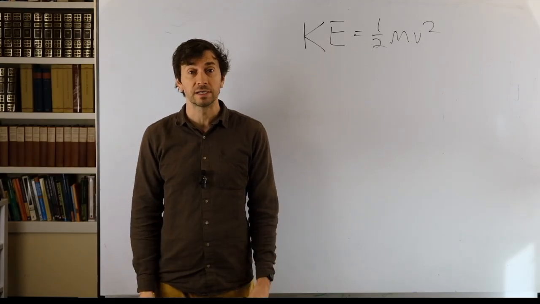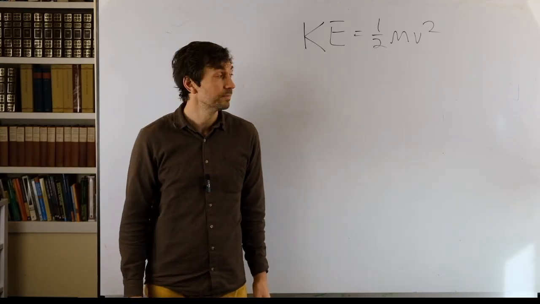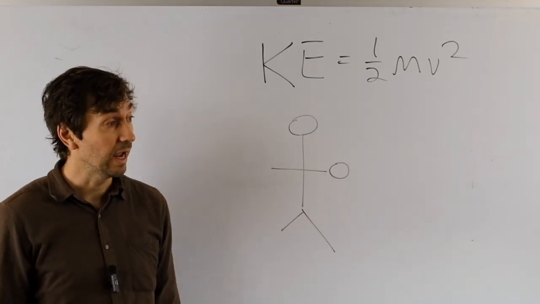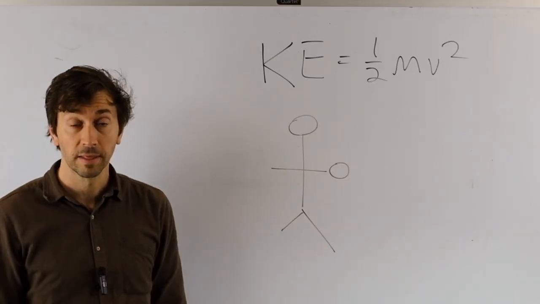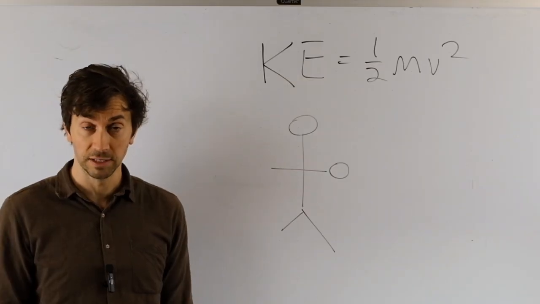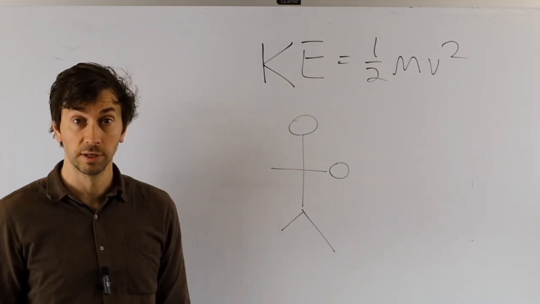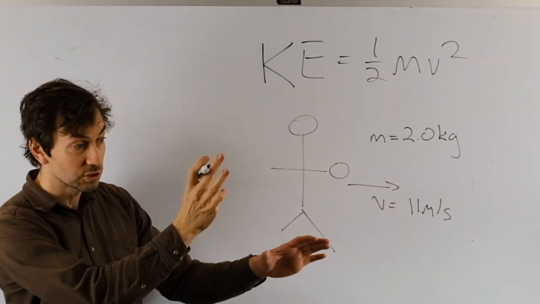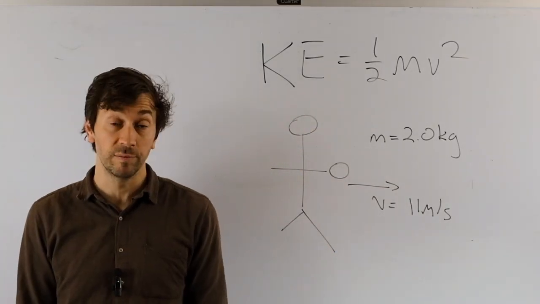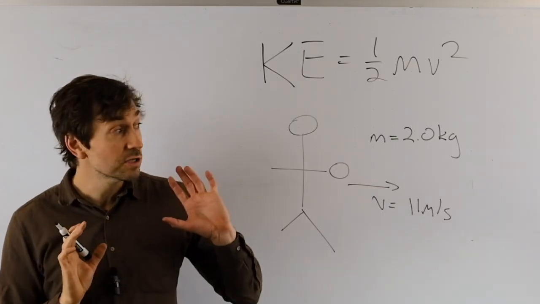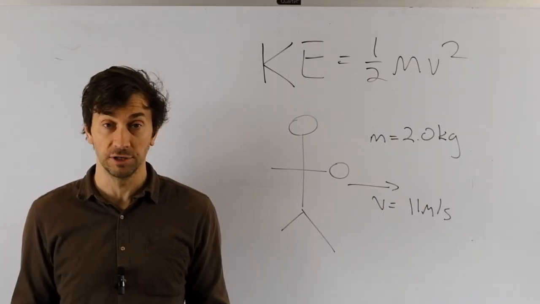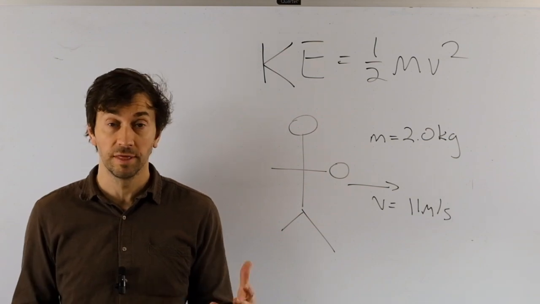So let's do a simple example about kinetic energy. Here's a man, he's got a ball and he's going to throw the ball. Let's say the ball has a mass of 2 kilograms. Let's say this guy throws this 2 kilogram ball at 11 meters per second. So this ball is going to fly. As it flies, it has kinetic energy associated with the motion.